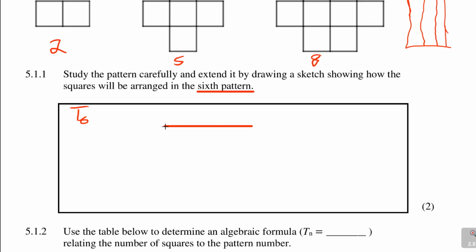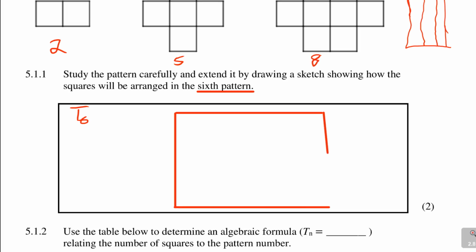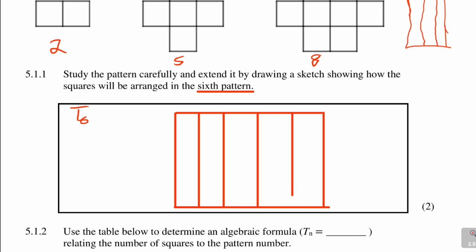I hope this is making sense. So we have 5. Let me try to utilize the whole space here. So this is what you have. This is 1, this is 2, this is 3, this is like this. I think it's fine. So we have got 1, 2, 3, 4, 5.